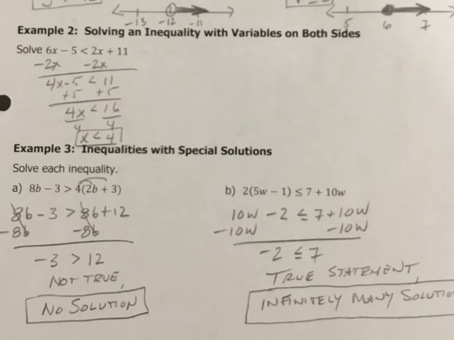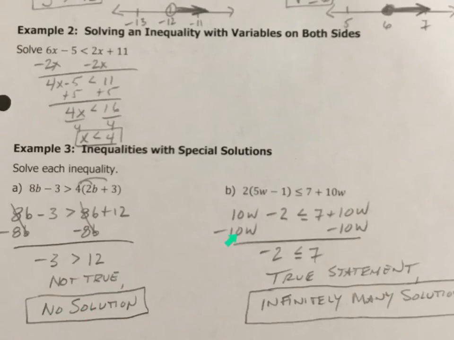On my last two examples here, I see variables on both sides, but we have a little bit of work to do, so we did our distributive property to get 8b plus 12. We decided to subtract 8b's, and notice how they become zeros and both cancel out. So just like when we had these special solutions with equations, we just keep bringing down the numbers. So the -3, the greater than, the 12, this is not a true statement. If it's not a true statement, we would say there's no solution.